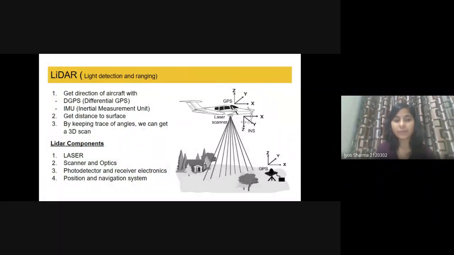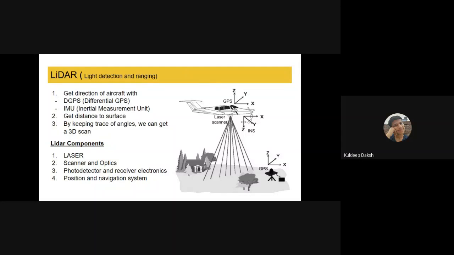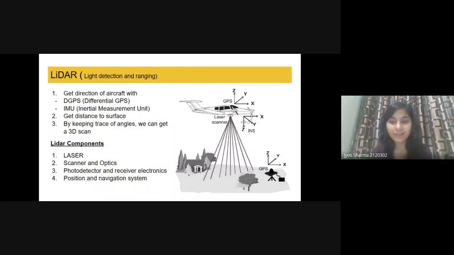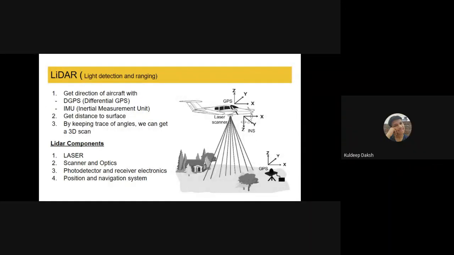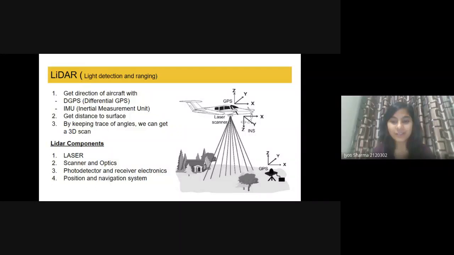What's the full form of GPS, if you people know? Kuldeep, what's the full form of GPS? Ma'am, I guess geographical positioning system. Geographical or global? Oh, yeah. Global. Global positioning system, right? Okay.